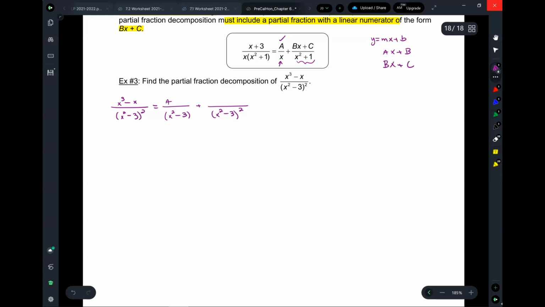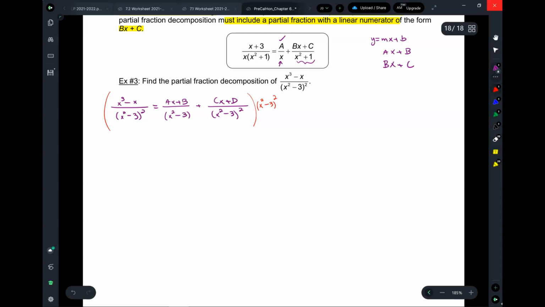Numerator, I have ax plus b, and you tell me. Fabulous. Okay, so this isn't really good form, but I'm just going to do it. We're going to multiply everything by x squared minus 3 squared.